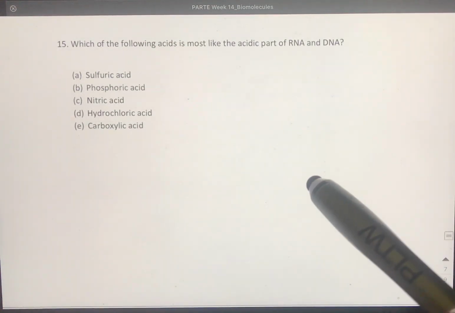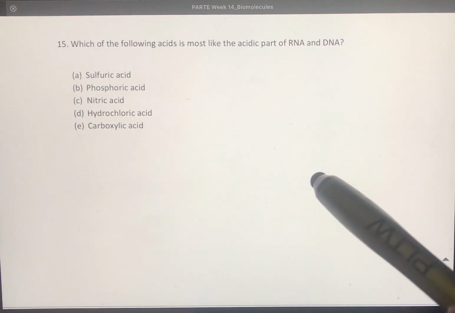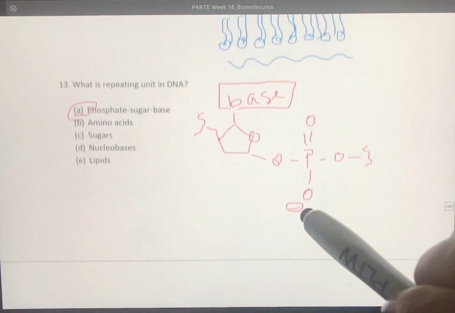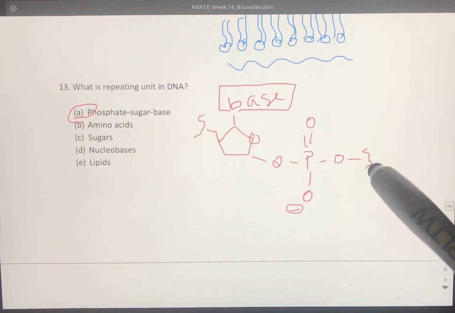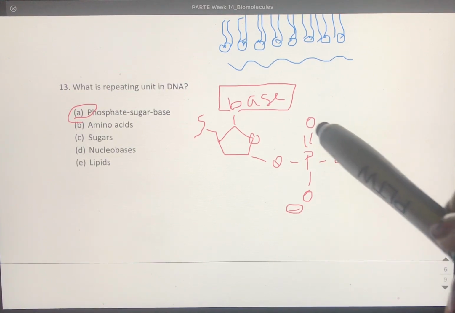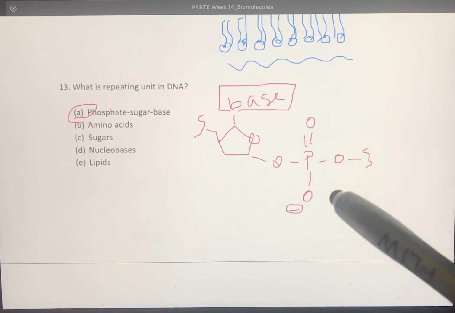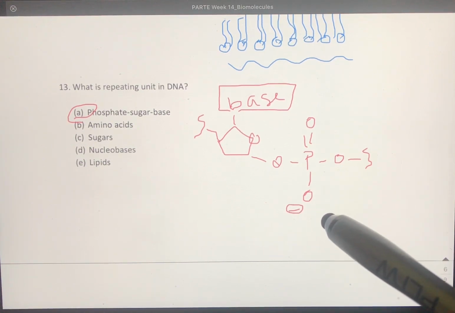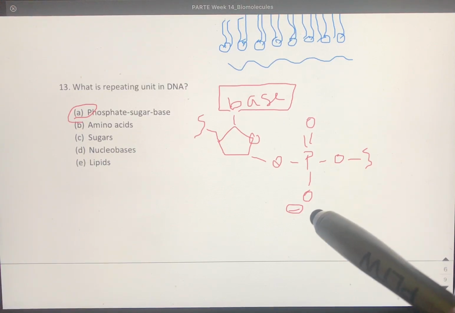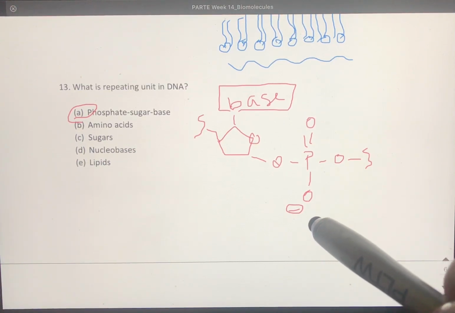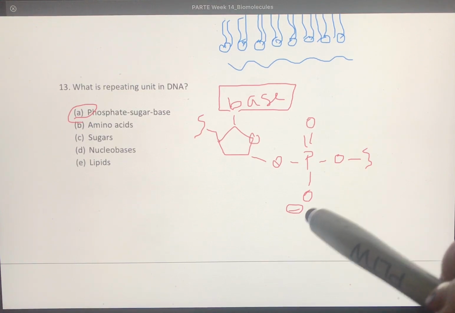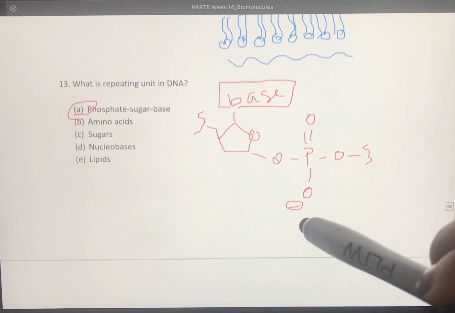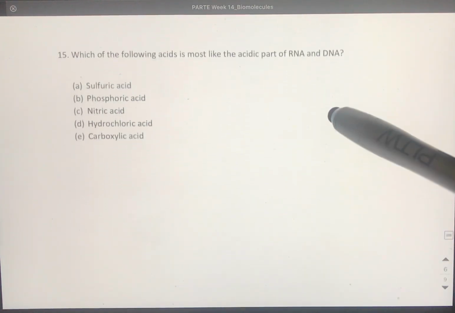All right, which of the following acids is most like the acidic part of RNA and DNA? So if I come back here and look at the repeating unit of DNA, we can see that this PO4, this phosphate group, has a negative charge on it, which means that it can act as an acid because it could accept a hydrogen here, or it could give away a hydrogen because we have this negative charge. So let's look at our answer choices here.